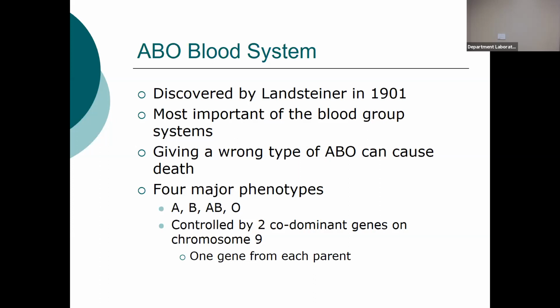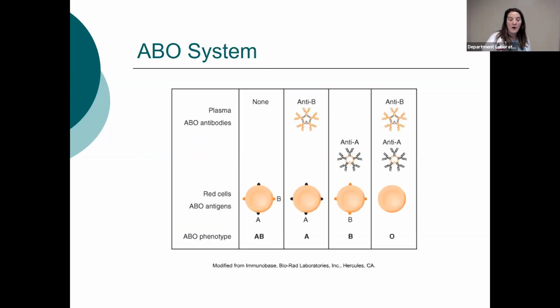So your ABO is determined genetically, we all know that, and it's actually a codominant gene from chromosome 9, okay? So you'll get one gene from each parent. And we'll talk about the Punnett square in just a little bit. All right, so that's kind of just what I said. This kind of demonstrates what we talked about.